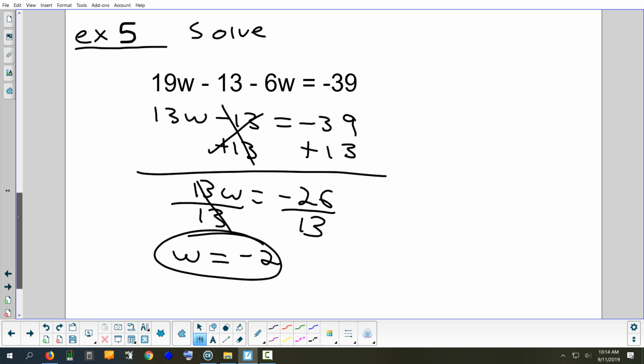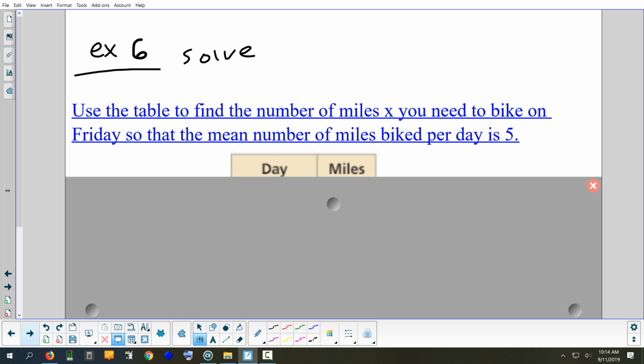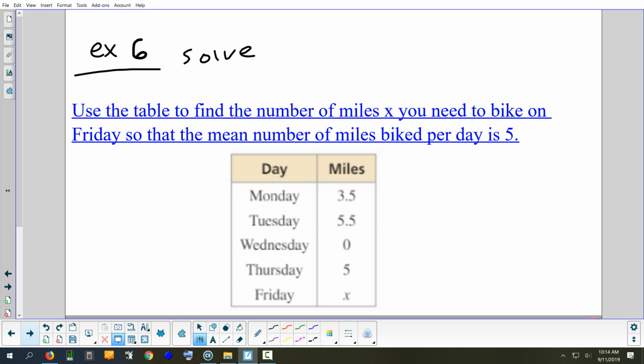All right, so the last problem we're going to look at is a word problem. Do you guys already have it printed? Yeah. Okay. So you've already got this printed. Yes, sir.